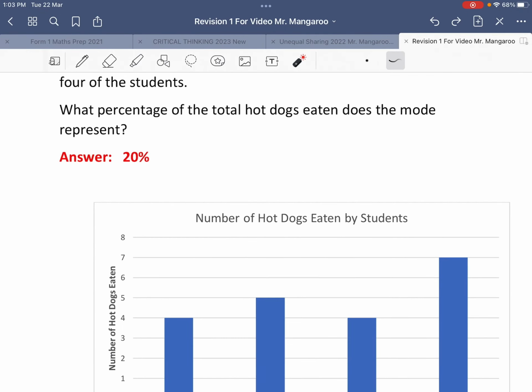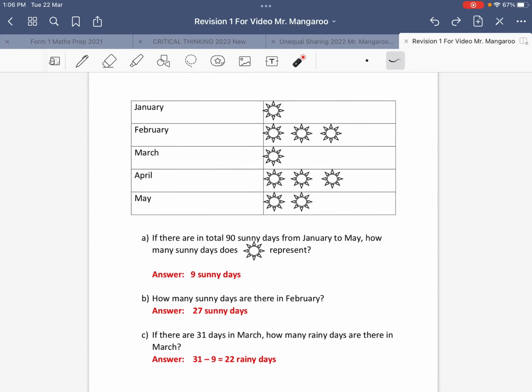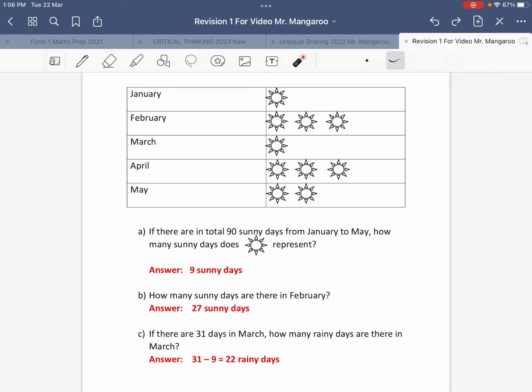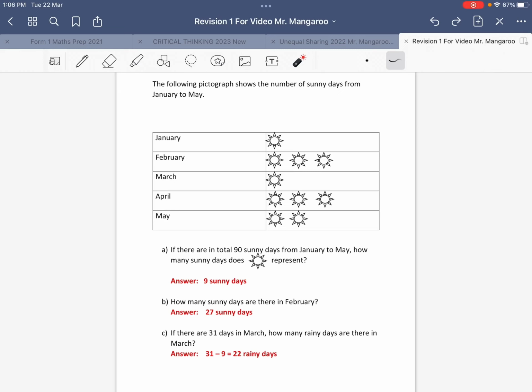How many sunny days are there in February? So 3 times 9 is 27. C. If there are 31 days in March, how many rainy days are there in March? Right, so we just subtract the sunny days. Let's assume that if it's not sunny, it's rainy, which is not the best structured question thinking about it now. So 31 days, and in March we have 9 sunny days. 31 take away 9 is 22.